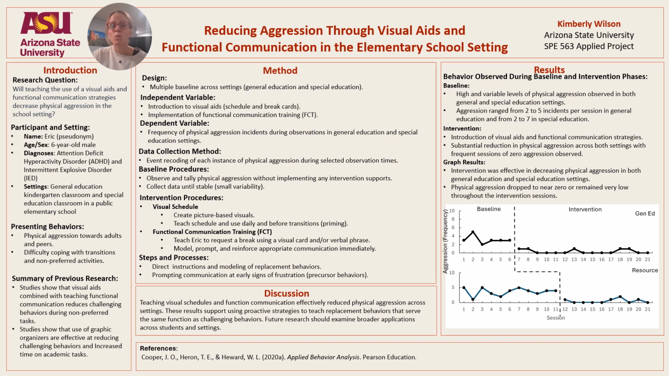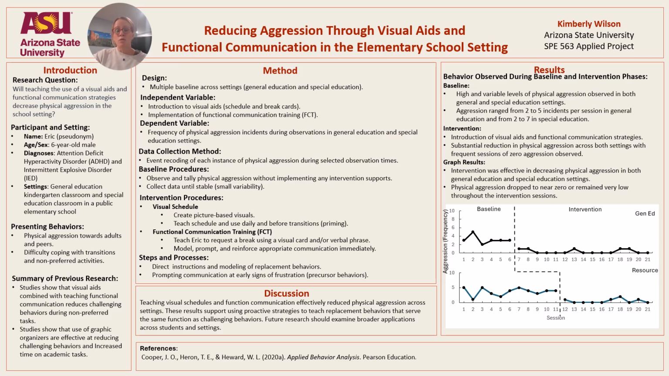During the intervention phase, when visual aids and functional communication strategies were introduced, we saw a substantial reduction in physical aggression across both settings, with frequent sessions of 0 aggression observed. The graph results are below. You can see the baseline data and the intervention data in Gen Ed and resource. And again, this is a frequency count of aggression. So what I observed is that the intervention was effective in decreasing physical aggression in both general education and special education settings. Physical aggression dropped to near 0 or remained very low throughout the intervention sessions.